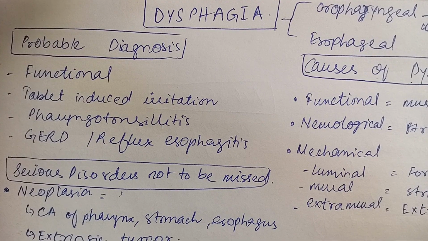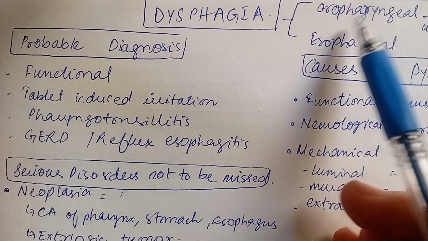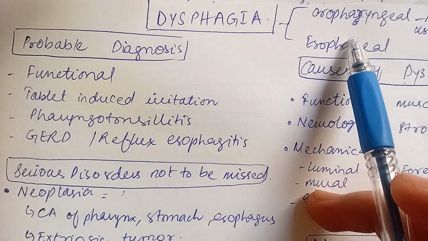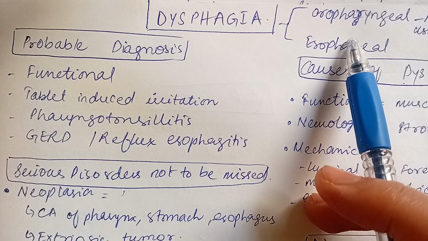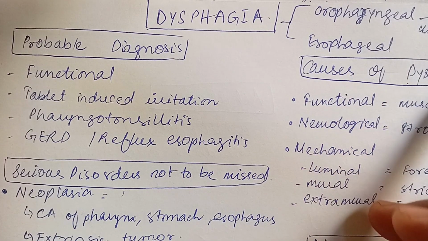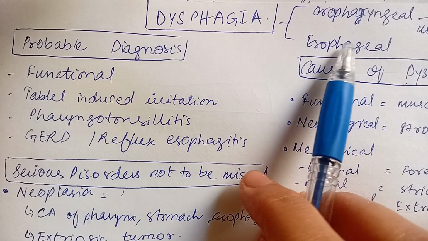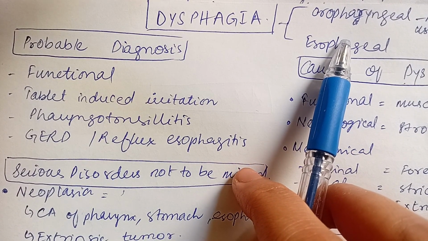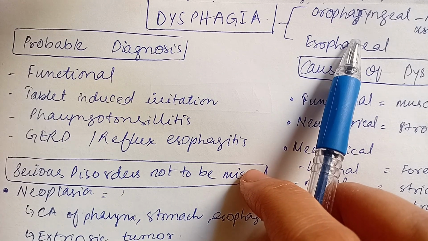Dysphagia is the complaint in which the patient has difficulty in swallowing. It's basically difficulty in swallowing. It can be of two types: oropharyngeal dysphagia and esophageal dysphagia. Oropharyngeal dysphagia is actually due to neuromuscular dysfunction, and it is usually due to stroke. And esophageal dysphagia has many different causes, which we are going to explain later.